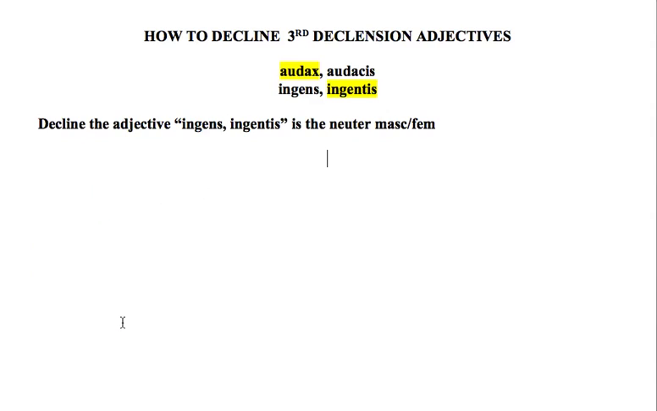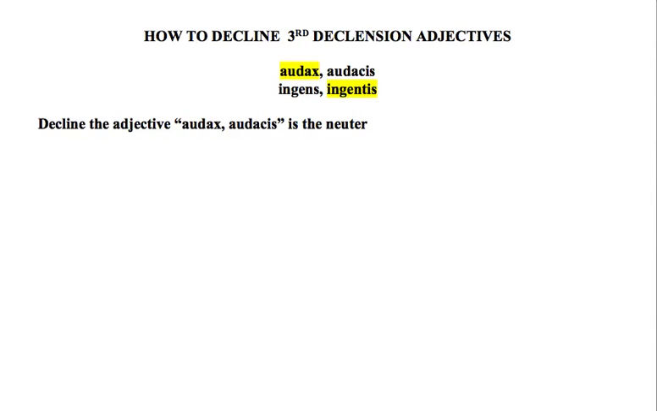I would like you to try to decline the adjective audax, audacis in the neuter. Decline the adjective audax, audacis in the neuter. So I'm going to give you a few moments to do that. I would not think about this in your head. I would not fast forward the video. I would actually get a piece of paper and I would practice declining the adjective.